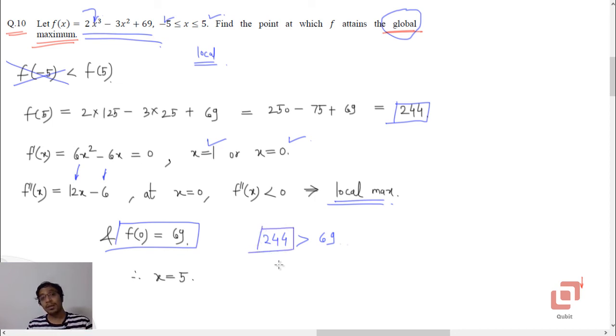See now if you input 244 as your answer, you are going to get 0 marks because they are not asking us the f value. They are asking us to find the x value, find the point at which f attains the global maximum. So at what point does f attain the global maximum? At x equal to 5, and the value is 244.